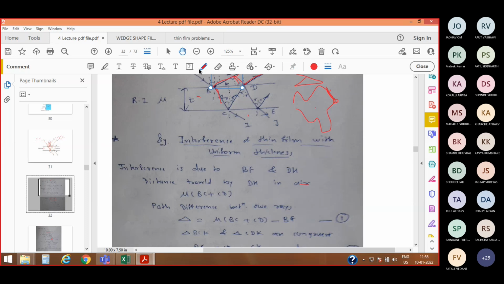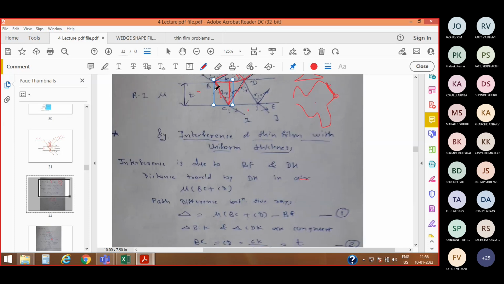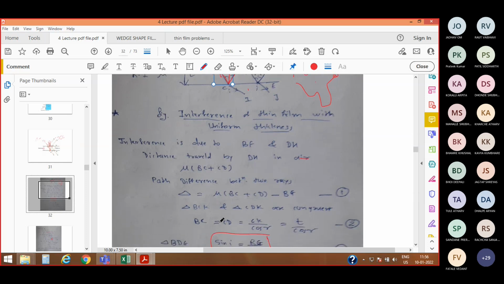So this is your one triangle, that is this one. This is your another triangle. Both are equal or congruent. So BC and CD both are equal. Both the lines are equal. So I am writing it like this: BC is equal to CD is equal to CK upon cos of R.